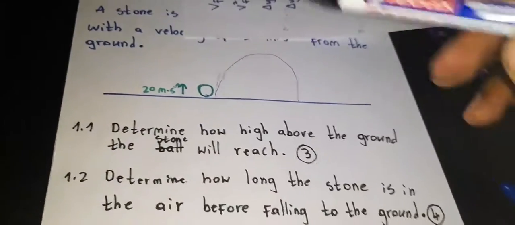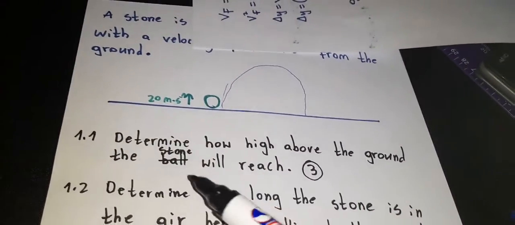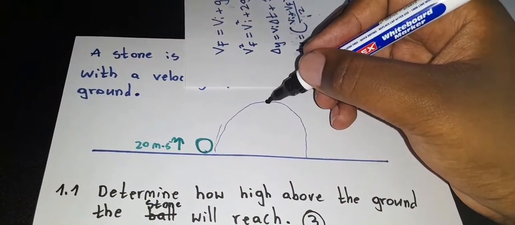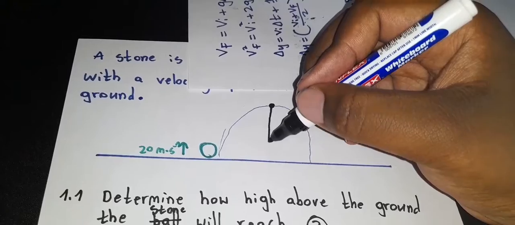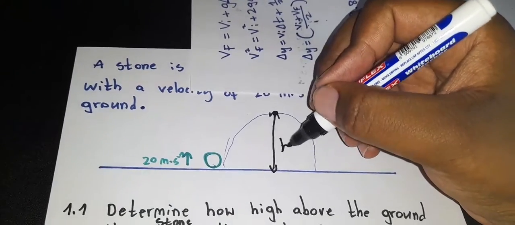The first question says, determine how high above the ground the ball will reach. So we want this height here. We want the height from here. So we want this height here, h. So how do we find the height here?